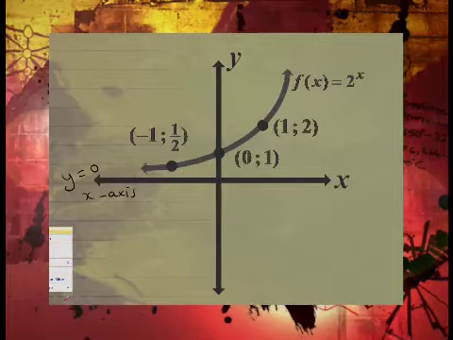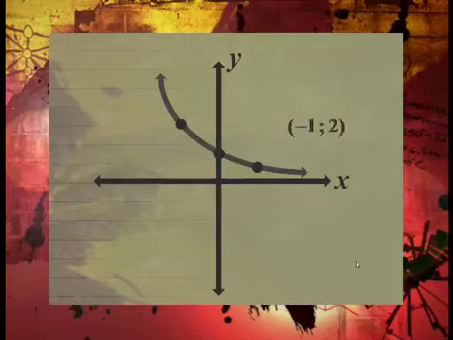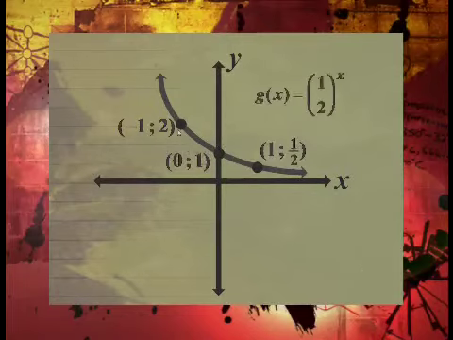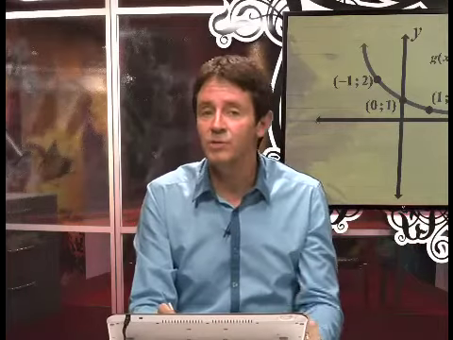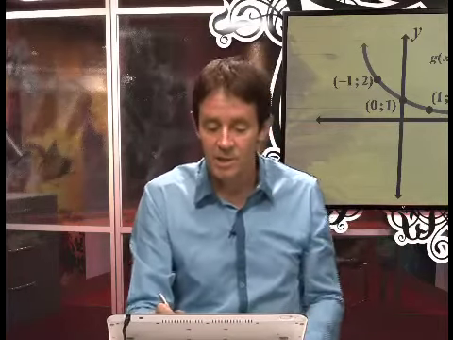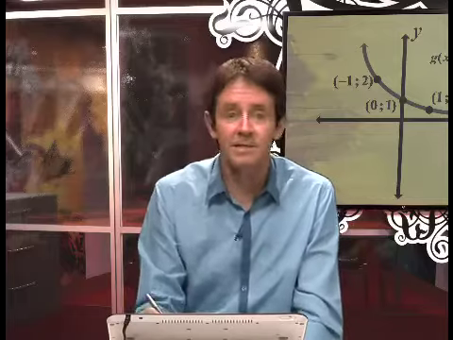Now let's have a look at the other one, -1, 2, that was the one with (1/2)^x. It goes down, it decreases, and it approaches that x-axis. The exponential graph has one asymptote, and that's the x-axis in this case.